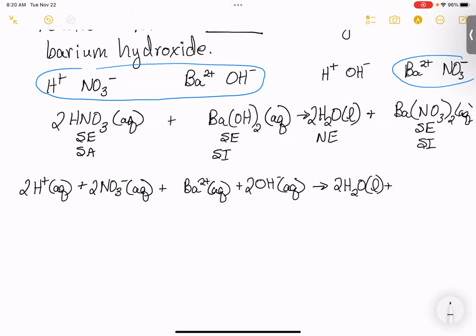And then our barium nitrate is going to get broken down into barium ion and nitrate ion. The ions will have the same state of matter as their parent compound. What do I do about the 2, that is the subscript on the nitrate? It becomes a coefficient. That, folks, is your complete ionic reaction, because we broke up the strong electrolytes.